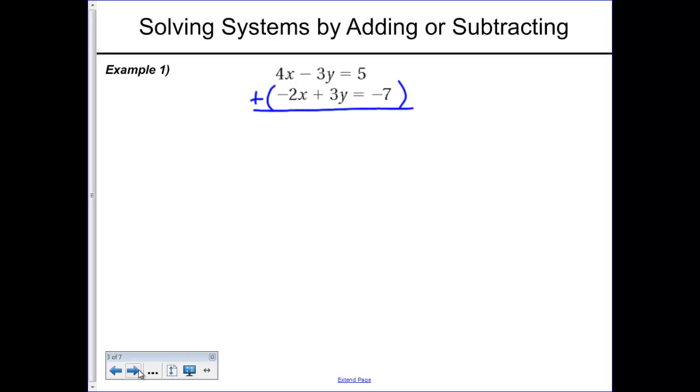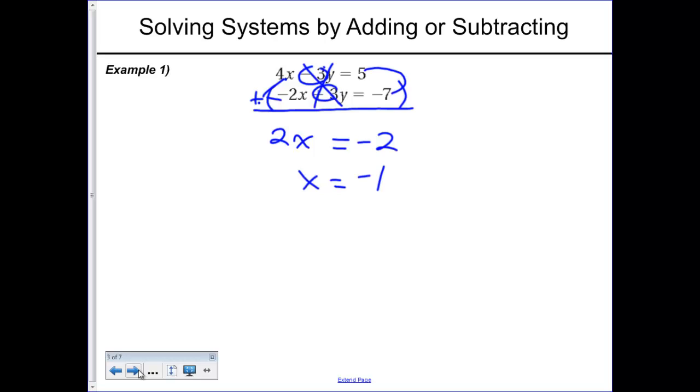So we put parentheses around the second one, we put a plus sign on the outside, and now we add them vertically. So 4x plus negative 2x gives you a 2x. Well, negative 3y plus 3y cancel out of the problem. That's really 0y, and 0 times y is just 0. Bring down your equal sign, and then we do 5 plus negative 7, and that ends up giving us negative 2. Now we have only one variable left in the problem. Solve for x, divide both sides by 2, and x equals negative 1.